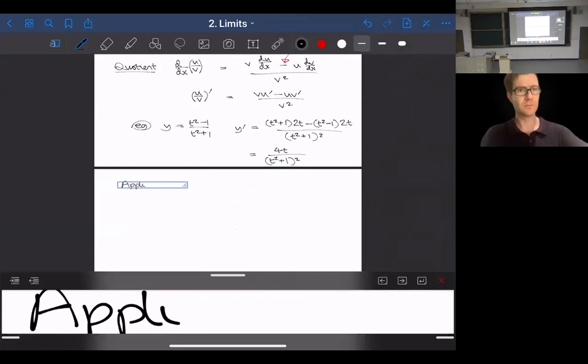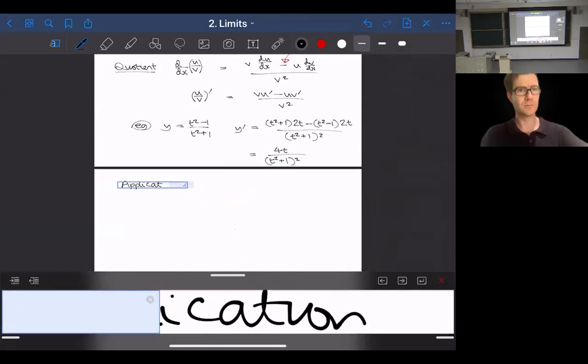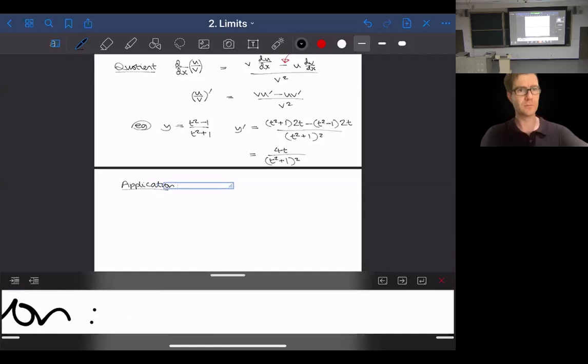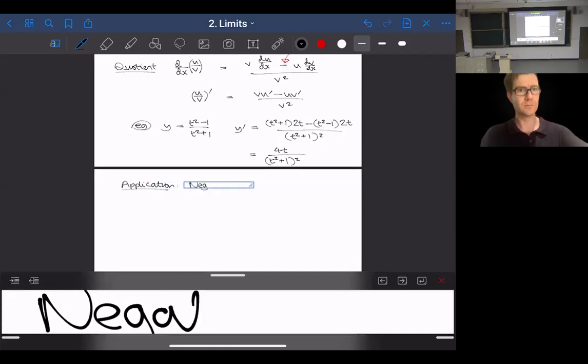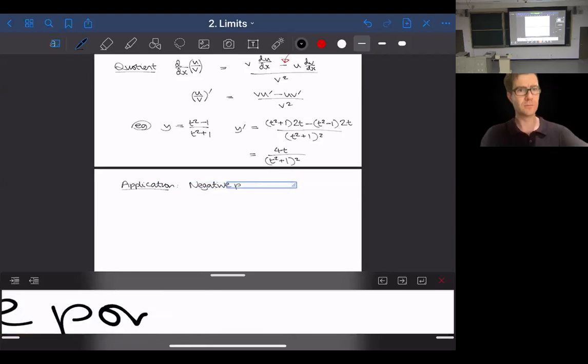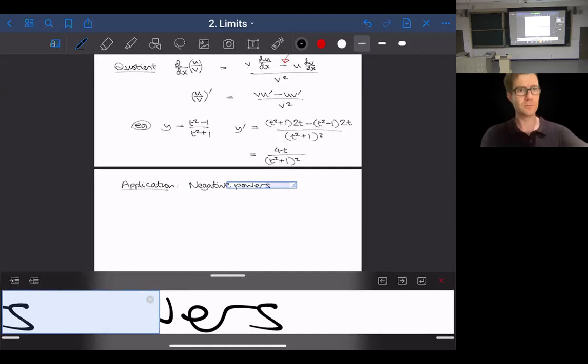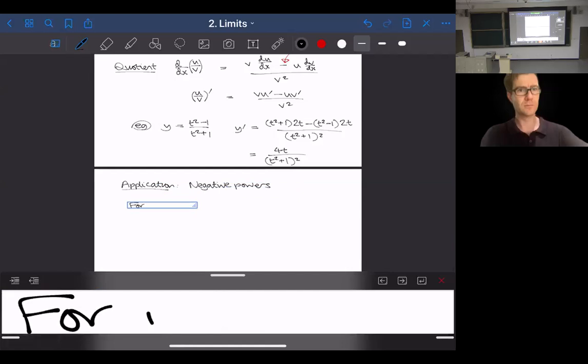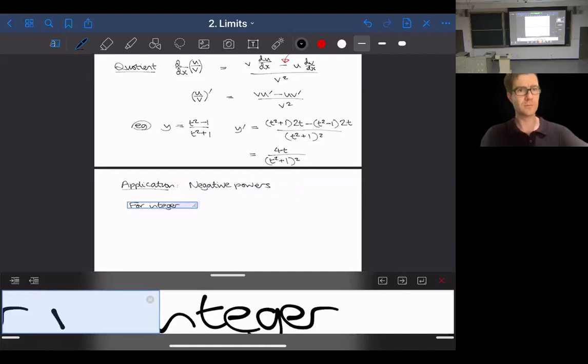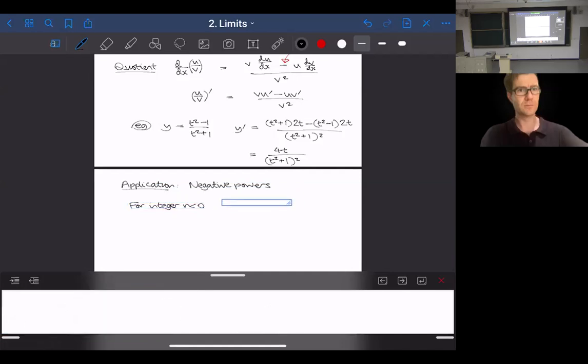So an application of this rule is to differentiate negative powers. So let me just finish the statement. So for integers n less than 0, the derivative of x to the power n is given by the same formula as for positive powers. But we need that x is non-zero. So we'll prove this next time.